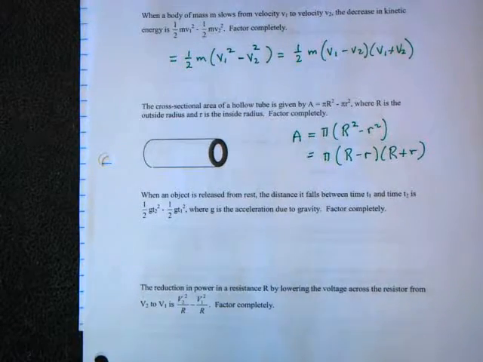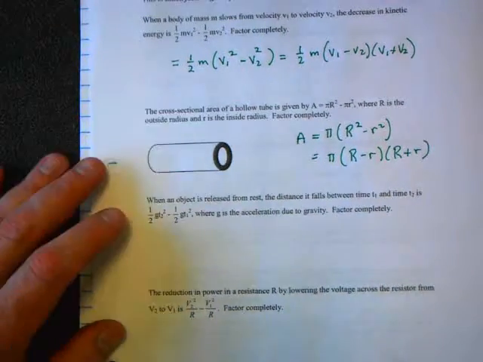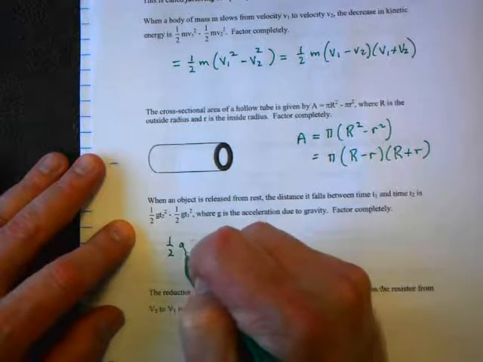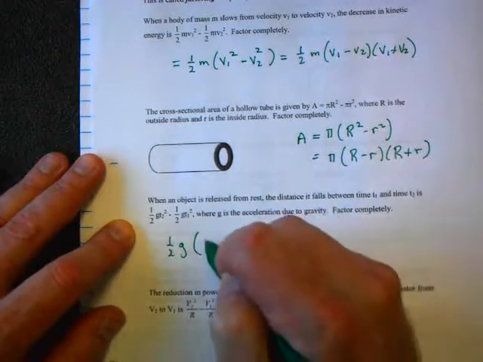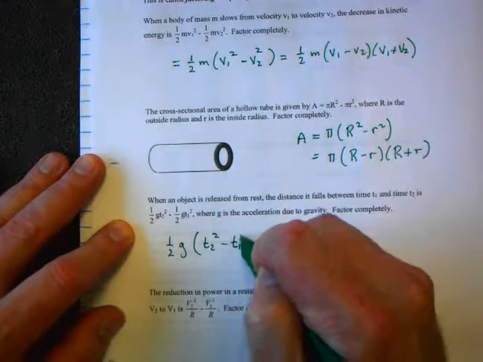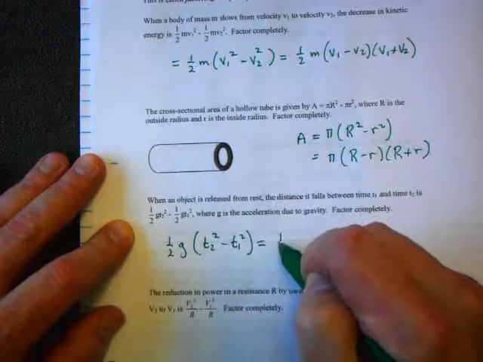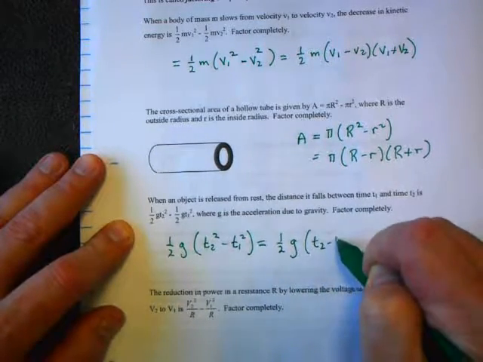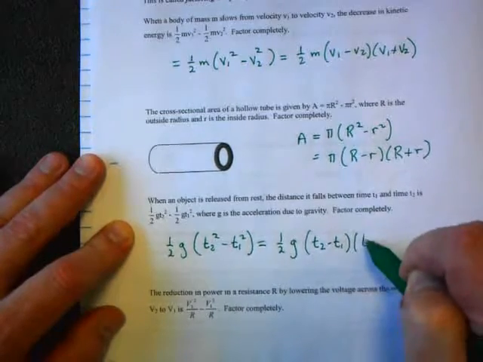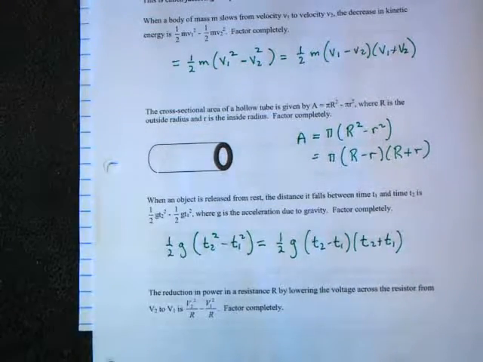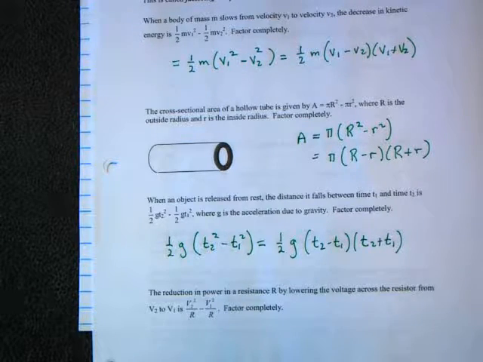How about the next one? I won't read the whole problem here. 1/2 g is our common factor. t sub 2 squared minus t sub 1 squared. And then again, 1/2 g, t2 minus t1, t2 plus t1. This fits directly into the difference of squares formula. All right, and then the last one.